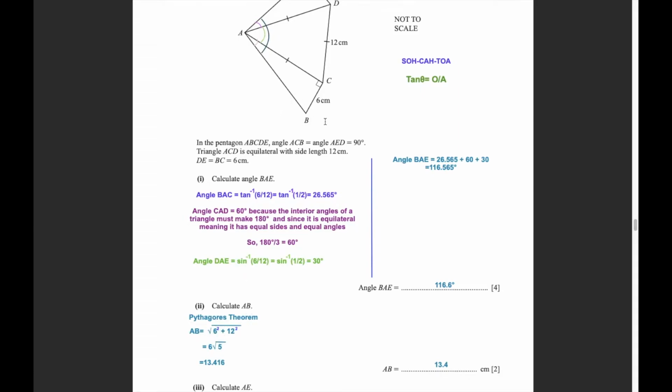We're going to do this side length plus this side length, and we're going to square them. So 6 squared plus 12 squared, and then the square root of that will give us 6 root 5, which in our calculator is about 13.416. Again, I'm only keeping it to 1 decimal place, so 13.4.